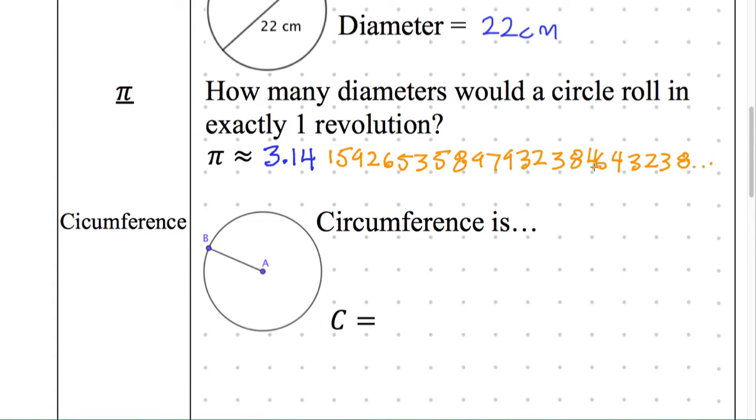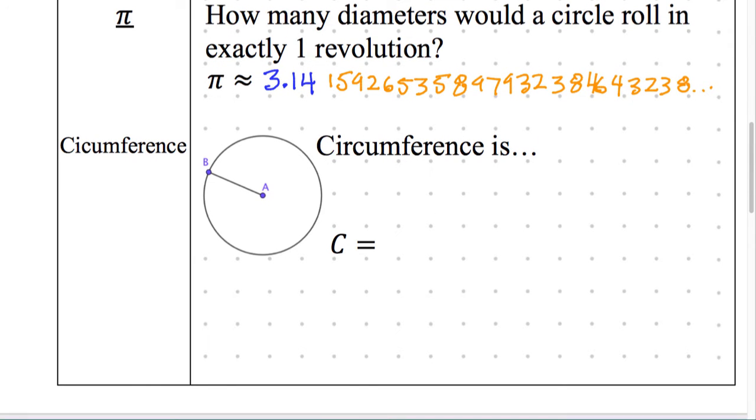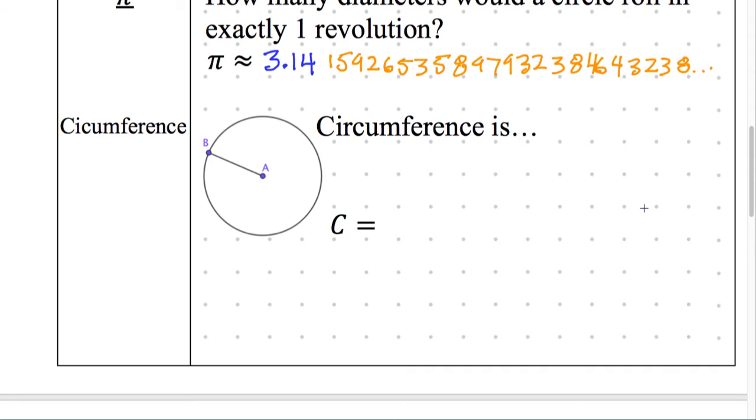Pi is a cool number, although there are cooler numbers in my opinion, like phi, the golden ratio. Anyway, let's talk about circumference. And if you find an error in anything that I just put up in the notes, it is a teacher error. You do get the XP, you do get the extra credit.